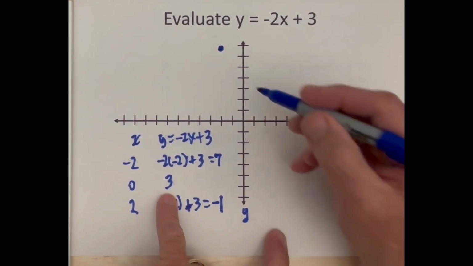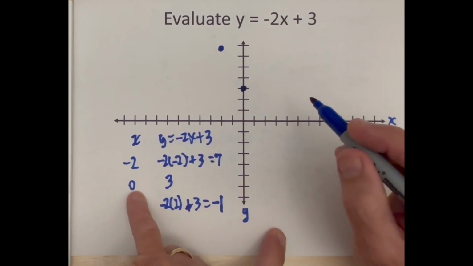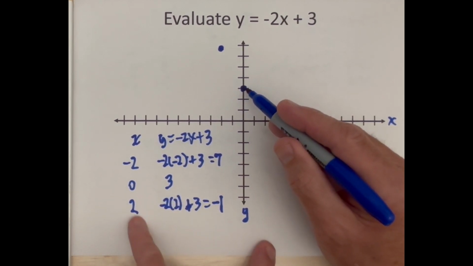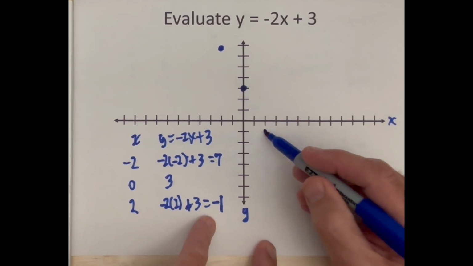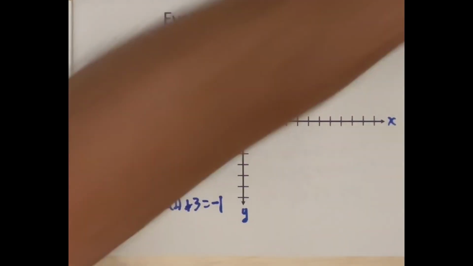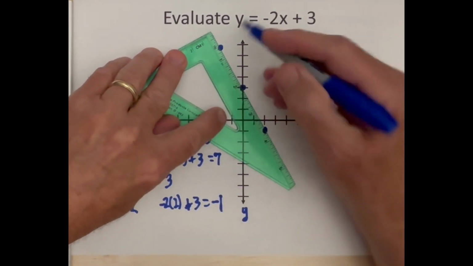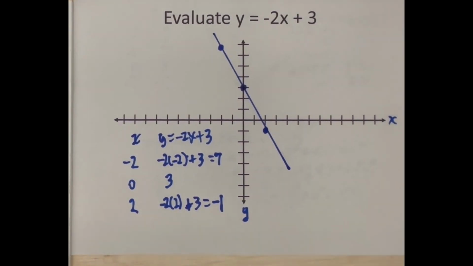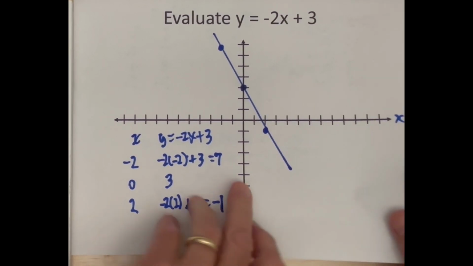And our next point is at 3. That's x is equal to 0, y is equal to 3. That's our y-intercept. That's the point from the last graph. And then the next point is x equal to 2, and now we get a minus 1. So let's draw a straight line through those 3 points, see what we get. And voila, it's very similar. It is the same as our last graph to the level of detail that I can draw on this.